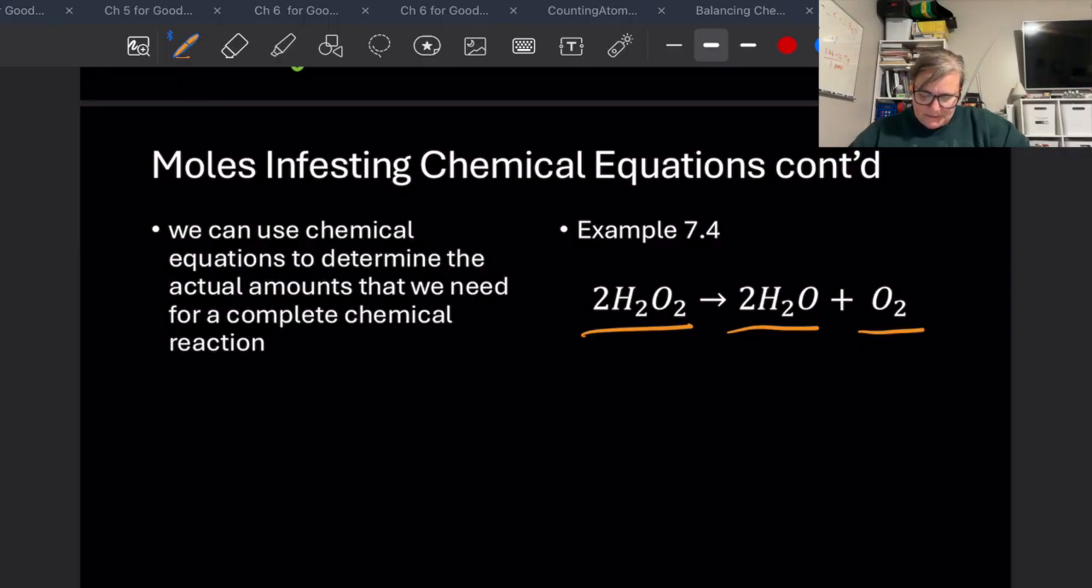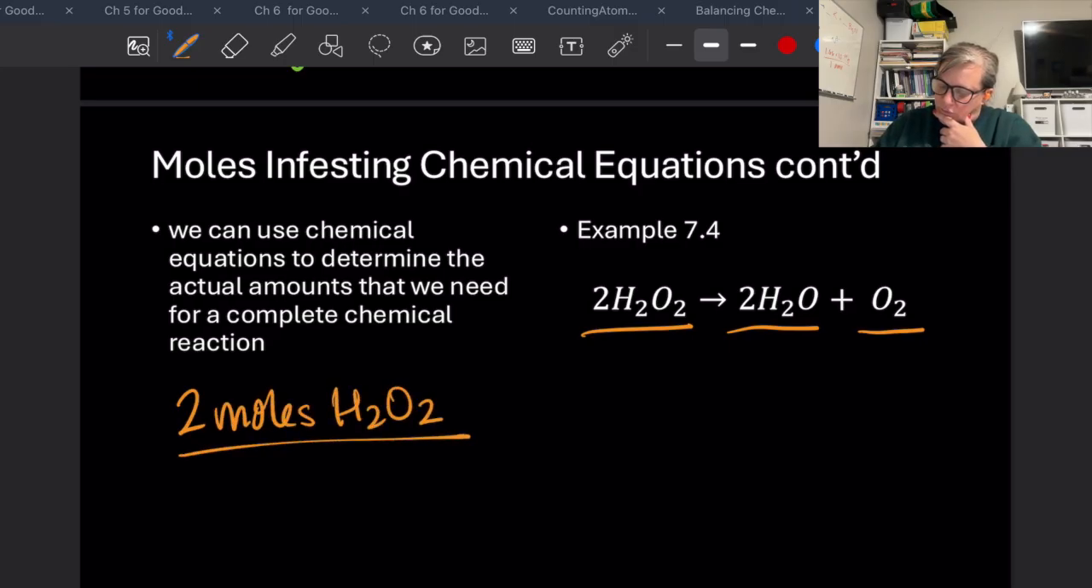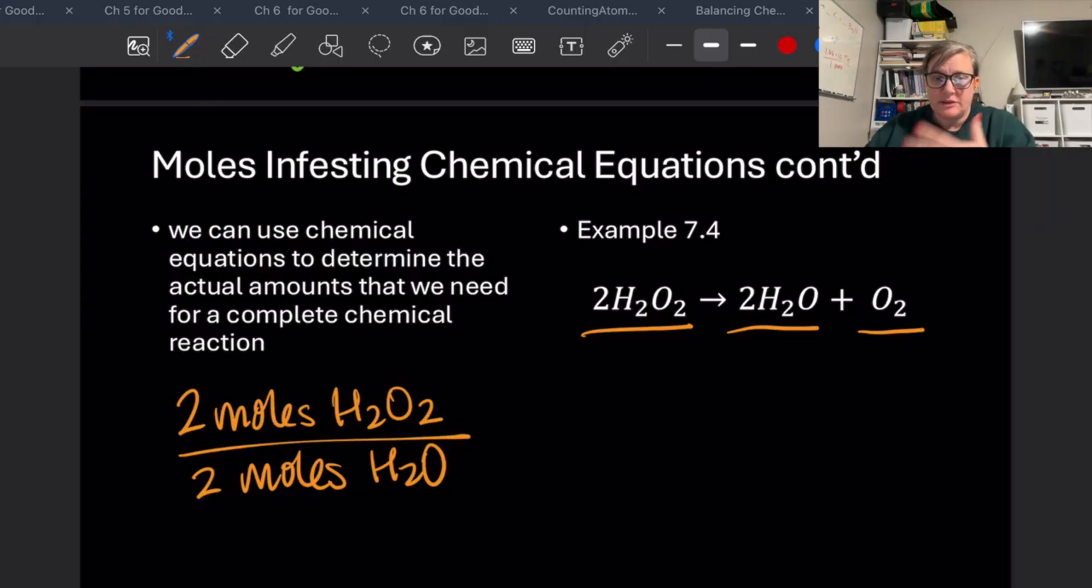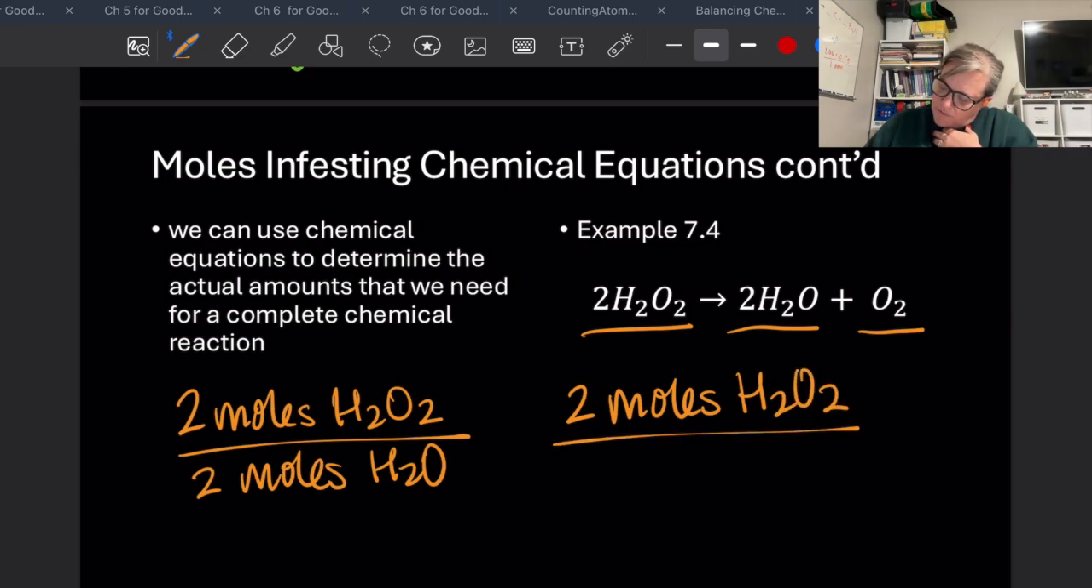So we can write a ratio here of moles. We can say, okay, so I know that 2 moles of H2O2 are going to produce 2 moles of H2O. Now, 2 over 2 is the same thing as a 1-to-1 ratio, right? It's the same number. We can also say 2 moles of H2O2 yields 1 mole of O2.